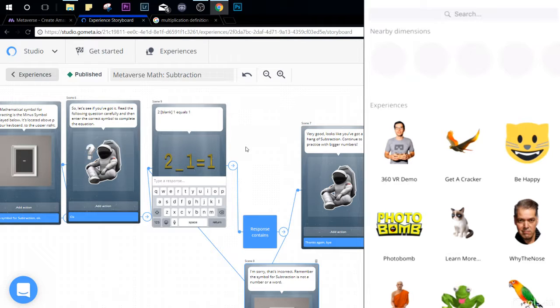Got it. Look out for these words when solving problems, as they indicate that subtraction is taking place. Minus, subtract, take away, and difference. The mathematical symbol for subtracting is the minus symbol displayed below. It's located above P on your keyboard to the upper right. And then once again, we put the symbol. I highly recommend that for the experiences if you're trying to teach a new concept.